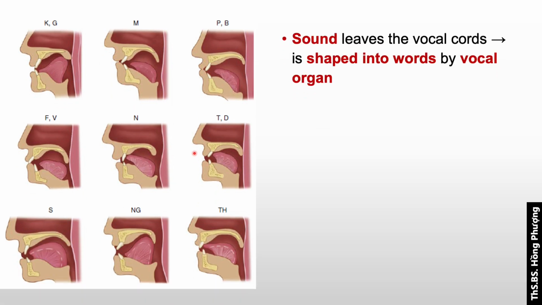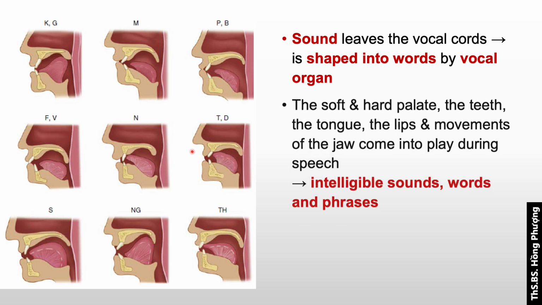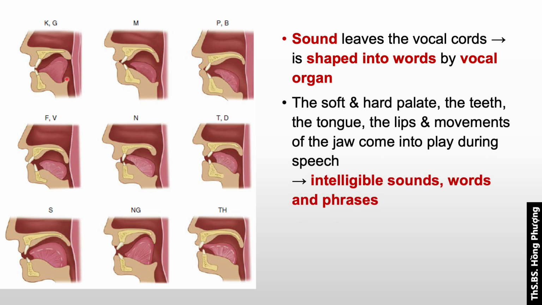Once the sound leaves the vocal cords, it is shaped into words by other structures, which are called the vocal organs. These are the movable structures, such as the tongue and lips, that can be configured to form a given sound. The mouth is the final mechanism by which sound is tailored into words.